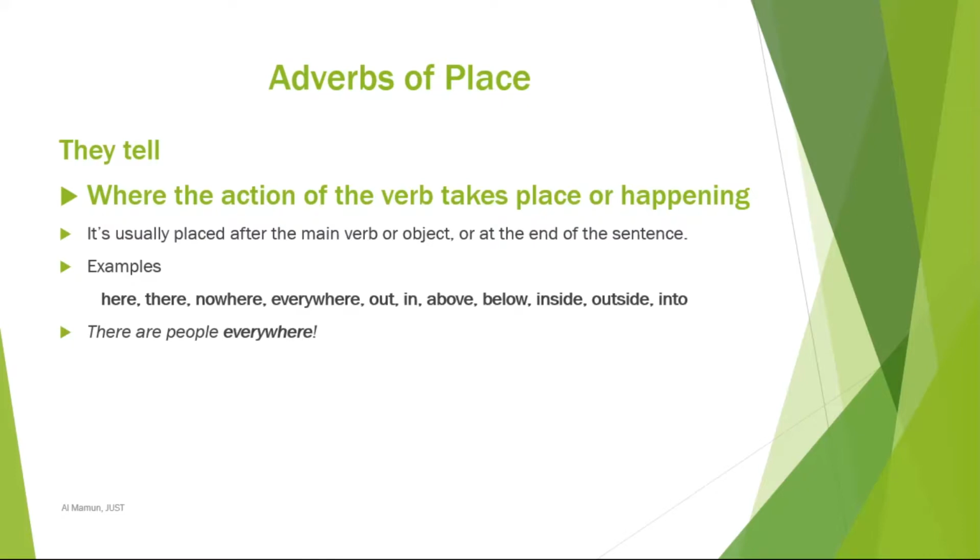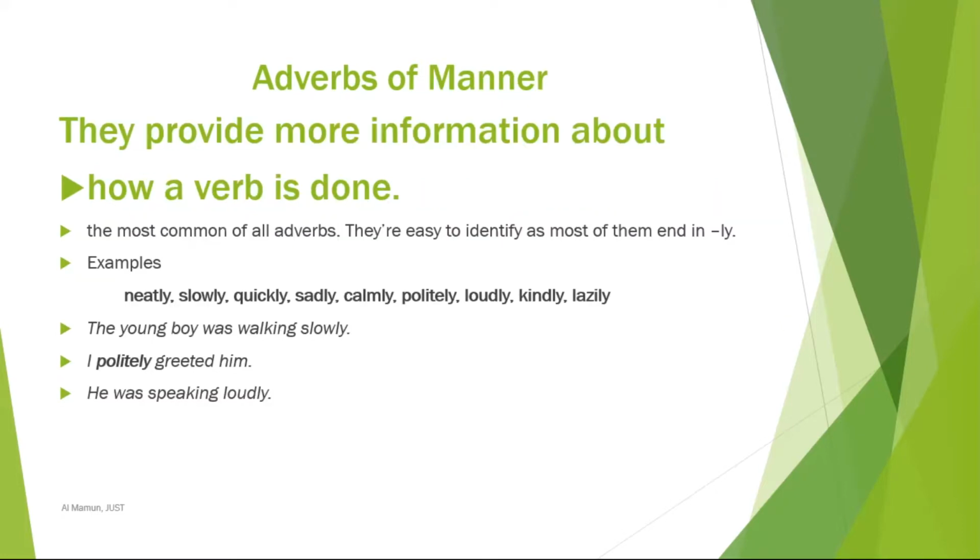Example sentences are: there are people everywhere. So it talks about the everywhere, talks about the place where we find the people. We walked outside. There were 3 trees here.